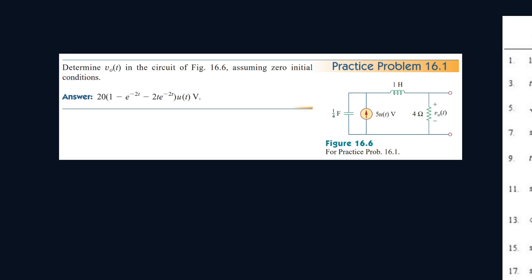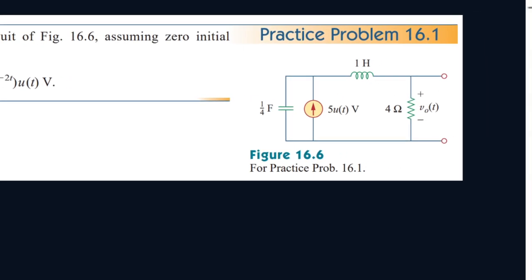Okay, so for this one, we have to solve for Vo(t) using Laplace transformation. So let's first put everything in Laplace format. The Laplace of the voltage is just 4 ohms, so we don't have to change that. For the capacitor, it's 1 over SC, so C is 1 over 4, so it's just 4 over S.